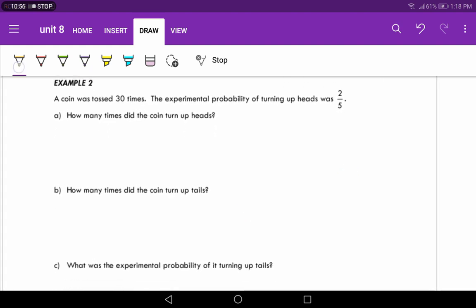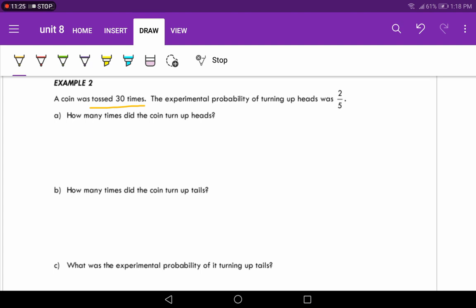It says a coin was tossed 30 times, so not 20 times, this time we're doing 30 times, and we have a coin. The experimental probability of turning up heads was 2/5. How many times did the coin turn up heads? Okay, so this is a bit trickier, right? So what we're going to do here is create a sort of equation to help us, okay?